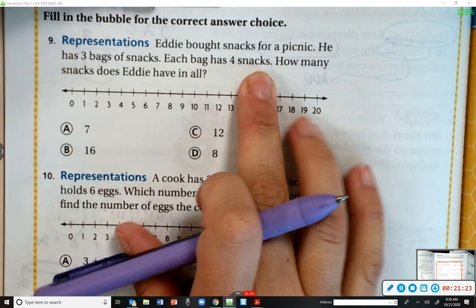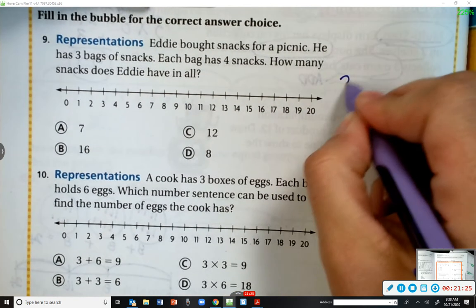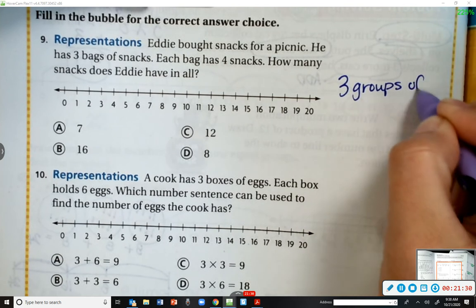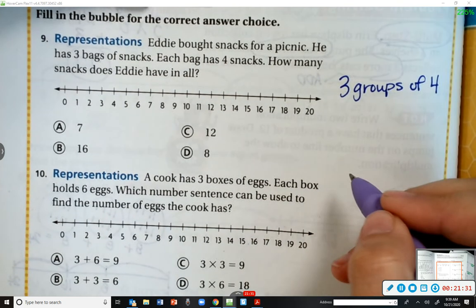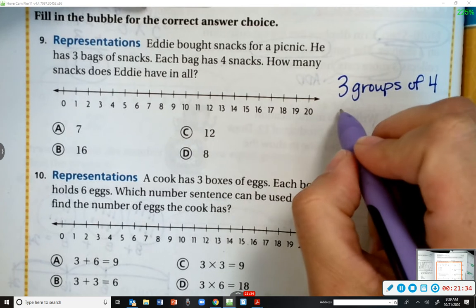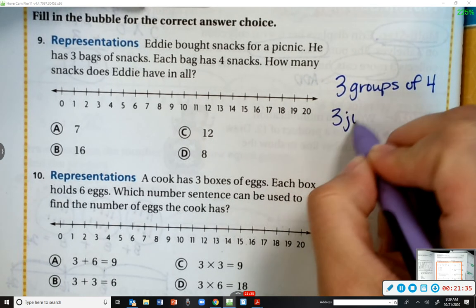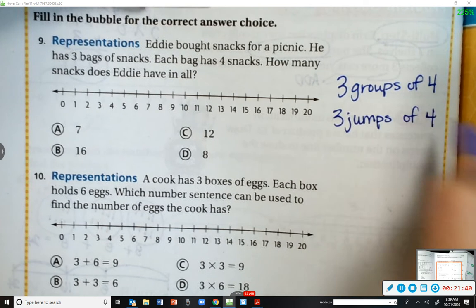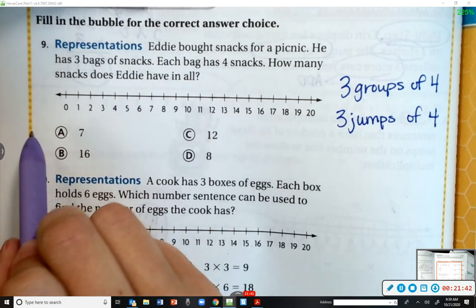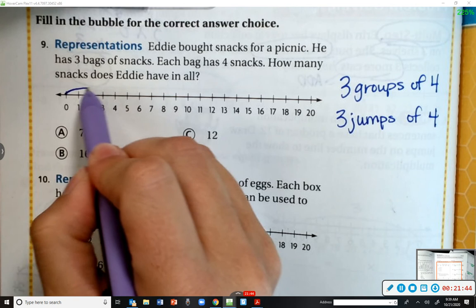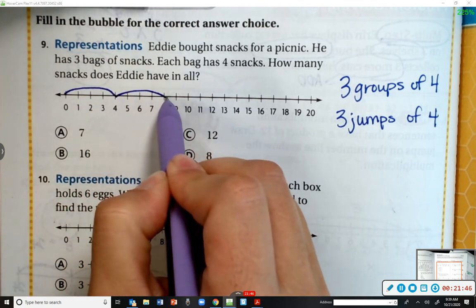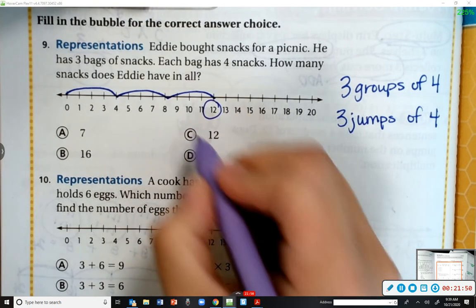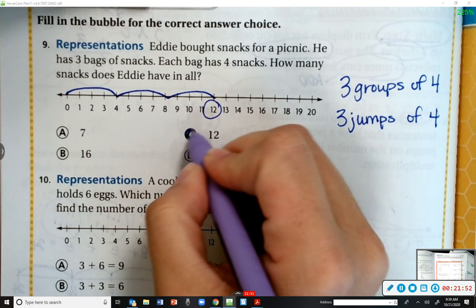Each bag has 4 snacks and there's 3 bags. So that's 3 groups of 4. 3 groups of 4 means you're going to do 3 jumps of 4. Okay, so let's do 3 jumps and we're skipping by 4. So there's 1, 2, 3. We land at 12, so that means 3 times 4 is 12.